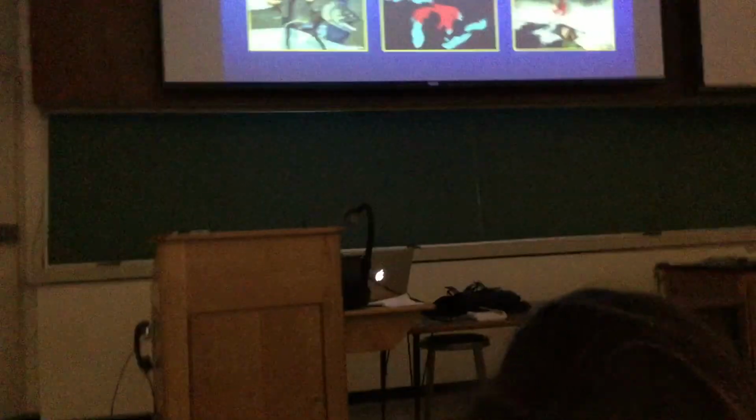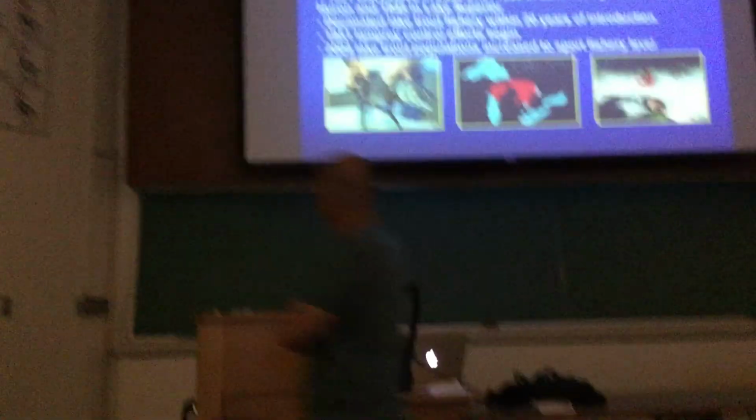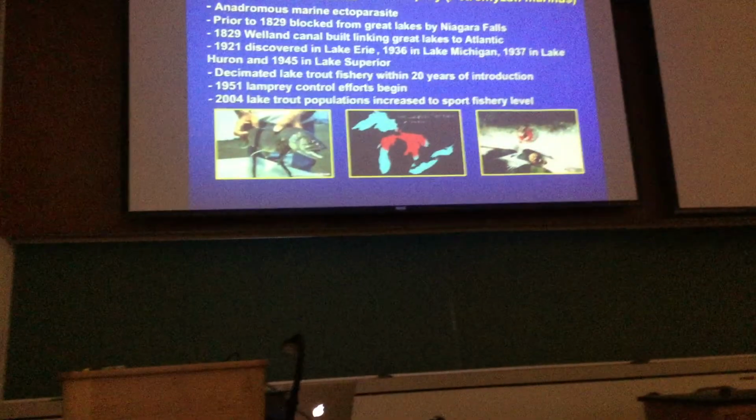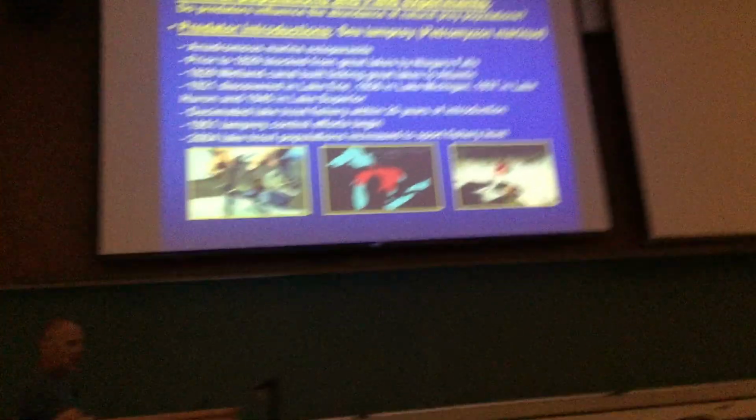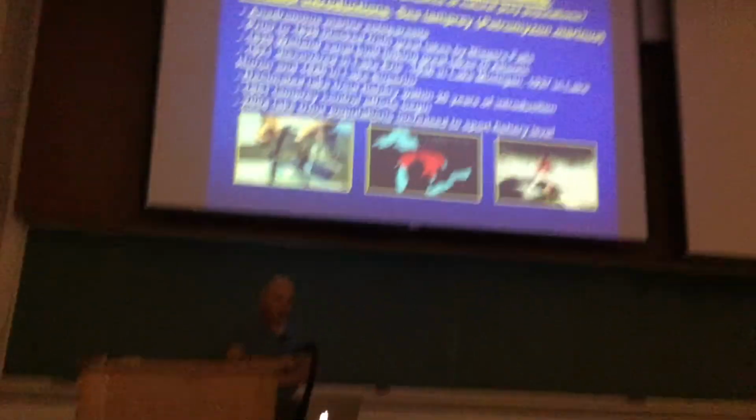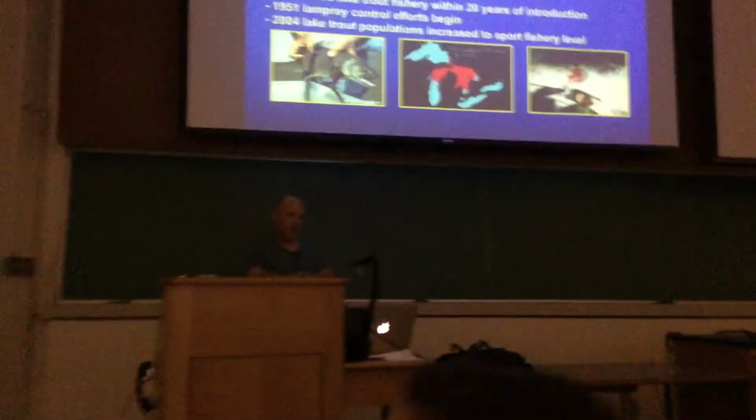So that's what invades the fish and kills them. So this is what happened. They built the canal. Well, in 1829, that canal was built. By 1921, they discovered the first lamprey. And it quickly spread. So it started in Lake Erie. That was in '21.